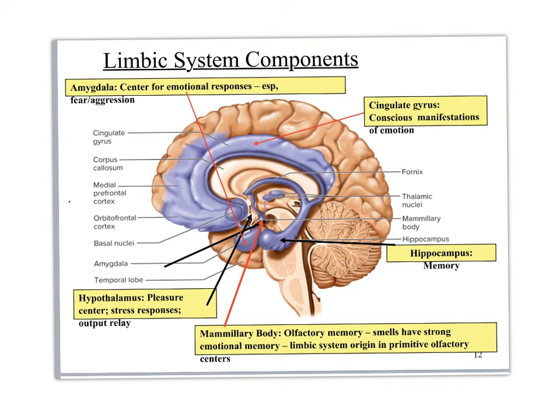Different areas kind of focus on different things, so like conscious manifestations in the cingulate gyrus. The hippocampus is going to focus on memory. The mammillary body right here, and don't confuse it with mammary, mammillary, there's L's. Olfactory memories, so when you smell lemons, or better yet, you smell chocolate chip cookies baking, you think of your childhood, and so forth. Let's see, what do I have next? I think I have a picture of neurotransmitters next. Let's look at that.